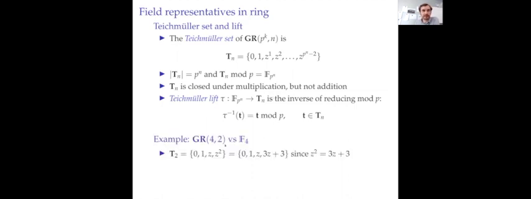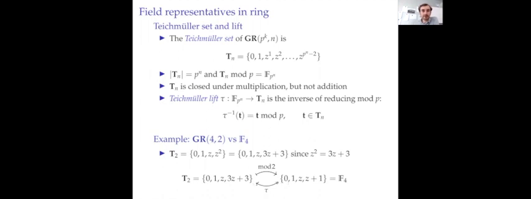So let me just give you an example. Again, if we have this Galois ring of modulo 4 of polynomials of degree 2, then the elements of the ring are just these polynomials. And now if you take modulo 2, you get this field F4 that I showed earlier.